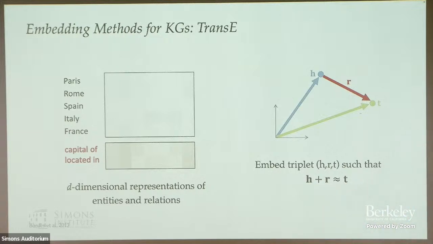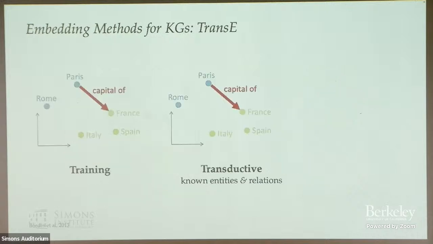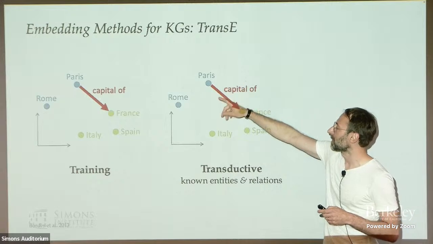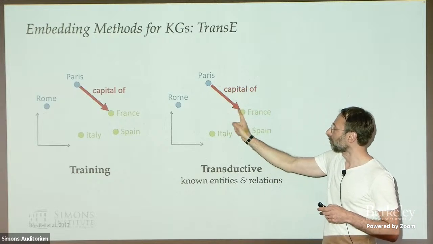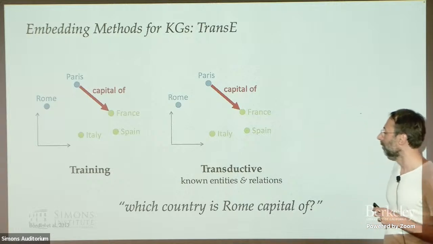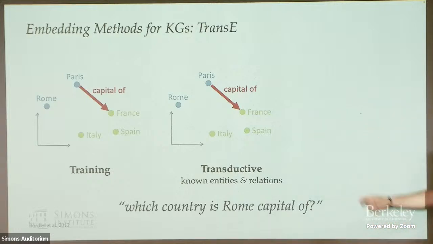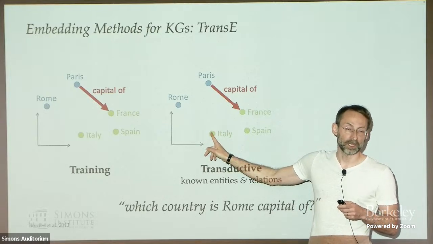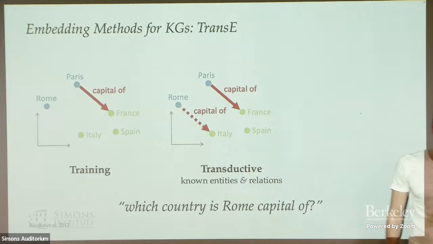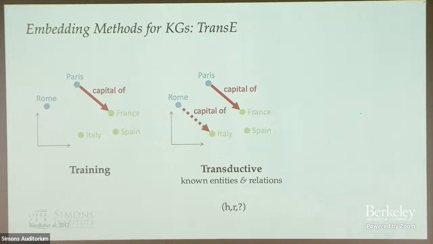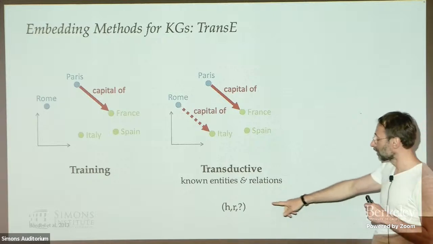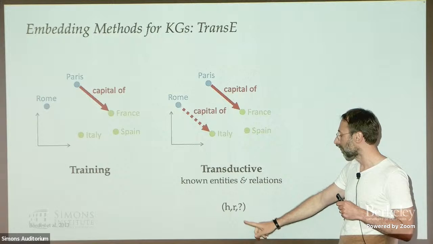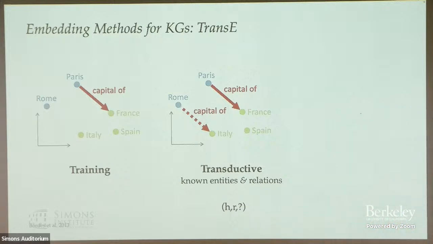And again, there are many versions of these algorithms, but basically what it allows you to do is this form of arithmetic. So if I know that Paris is the capital of France, I can ask the question, which country is Rome the capital of? So I will add the representation of this relation to Rome, and it will land me at least approximately in Italy. Basically, it's a transductive setting because here we have a known set of entities and a known set of relations, and I'm answering questions of the form: I give you H, I give you R, and I want to see the T, the tail.